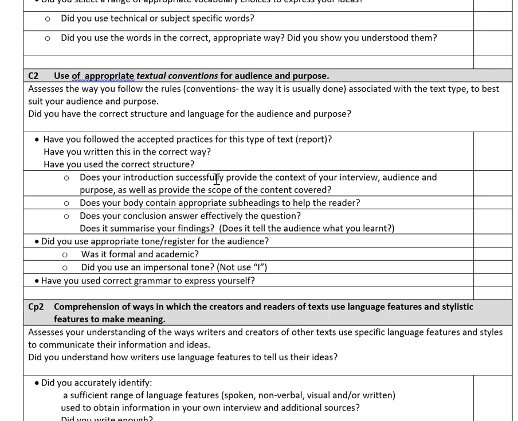Did your introduction successfully provide the context of your interview audience and purpose, as well as provide the scope of the content covered? So, did your introduction explain what's going on? Who is your interview with? Why are they with that person? How is this related to your research project, and why would you choose that person to interview because of your question and the situation? And the scope of the content.